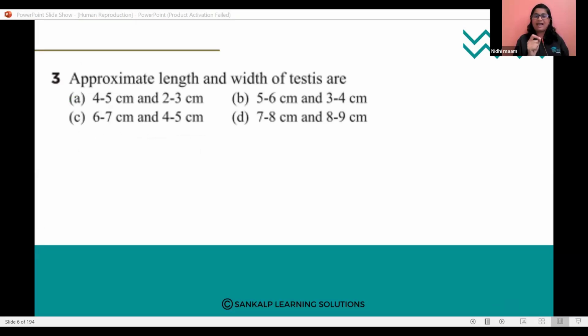Approximate length and width of testis are: A. 4 to 5 centimeter and 2 to 3 centimeter. B. 5 to 6 centimeter and 3 to 4 centimeter. C. 6 to 7 and 4 to 5. D. 7 to 8 and 8 to 9.